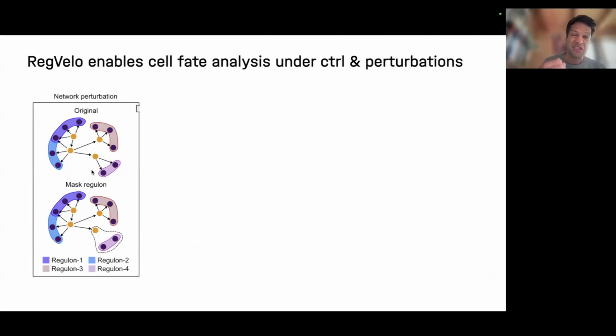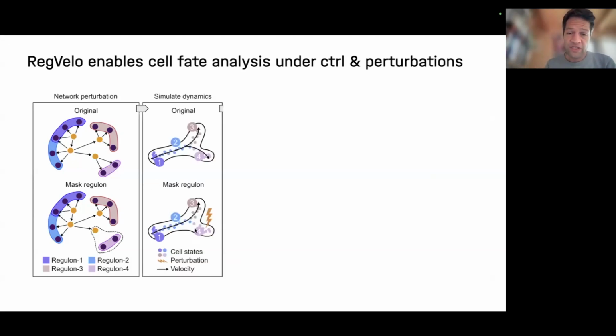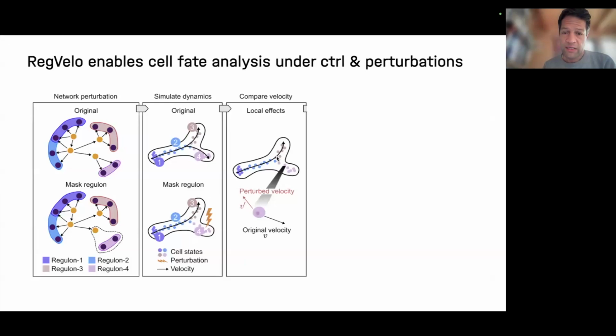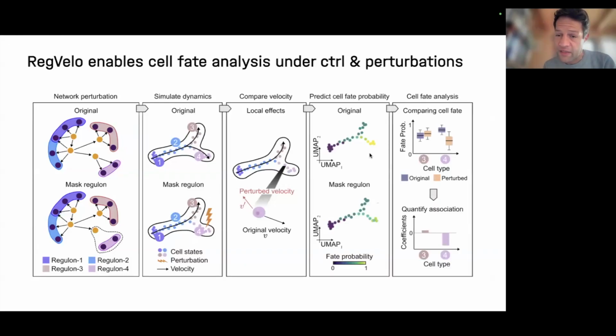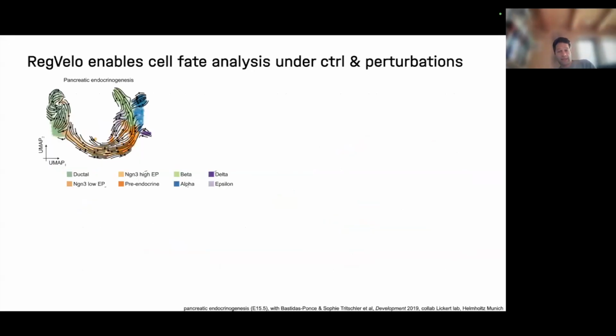So with the GRN, we can just change things. We say, hey, this transcription factor is off, and we can then put that activity to 0 and see what the change in the dynamics would be. We can then look at the local effects, compare the dynamics, and see where the cell fates would eventually go, like this one then goes down or something like that. This is what we would see. And this is now what we actually can do in practice.